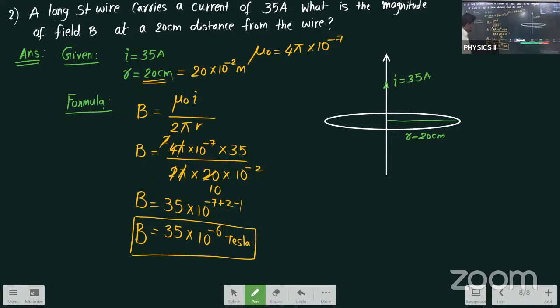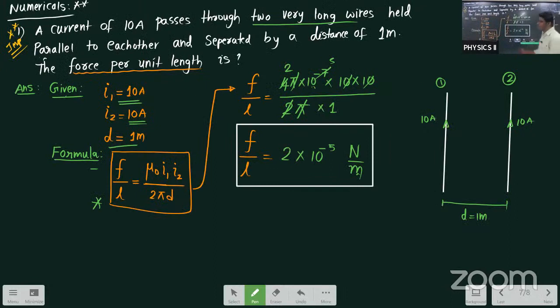I hope you understood this problem. So just now we have discussed two problems based on moving charges and magnetism. Out of these two problems, this is very much important, very important for your examination. So by this, we are done with moving charges and magnetism.